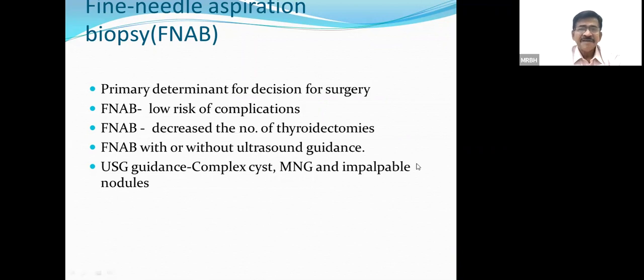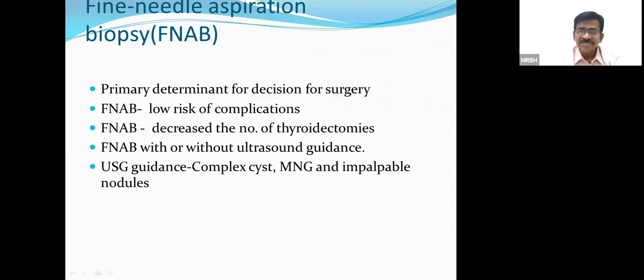FNAC is safe. It has low risk of complications. And FNAC has helped us to decrease the number of diagnostic thyroidectomies. And FNAC is a procedure which can be done sometimes without ultrasound guidance. But in some situations, it is necessary that it should be under ultrasound guidance.